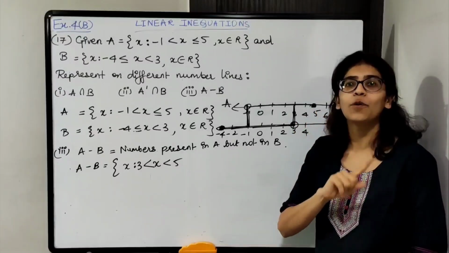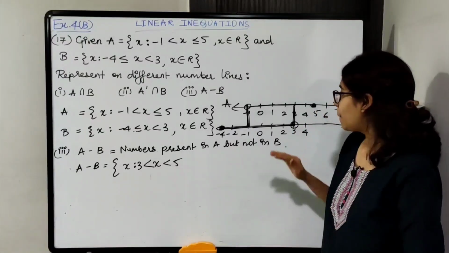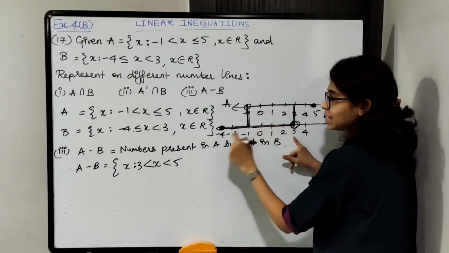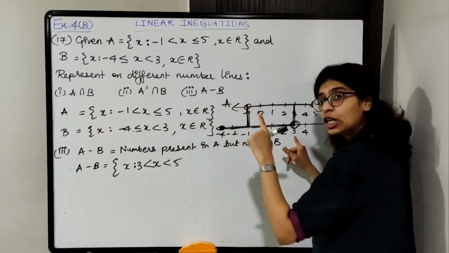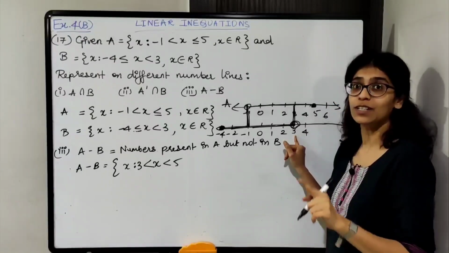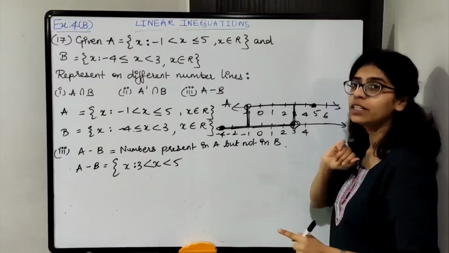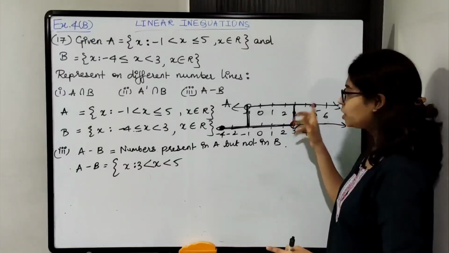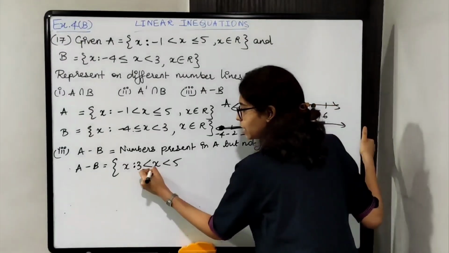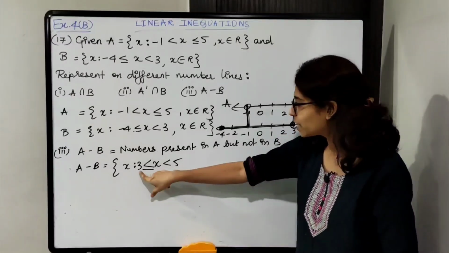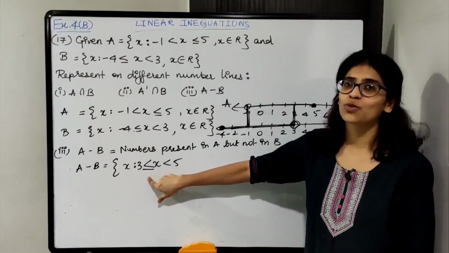Now very important part. In B, it is less than 3. Is 3 included? No, it is not included. Since it is not included, you can include it in A. A does contain 3, so it will be greater than or equal to 3. Very important, students. If you forget this part, your answer is going wrong.